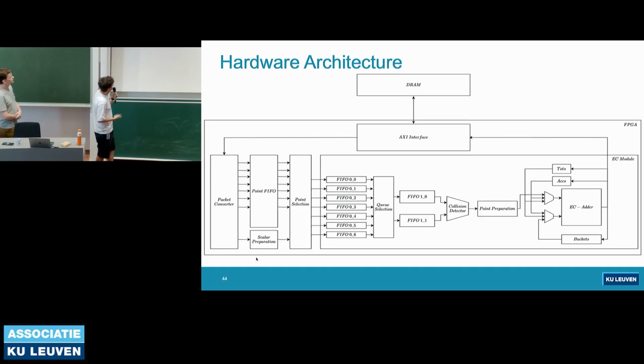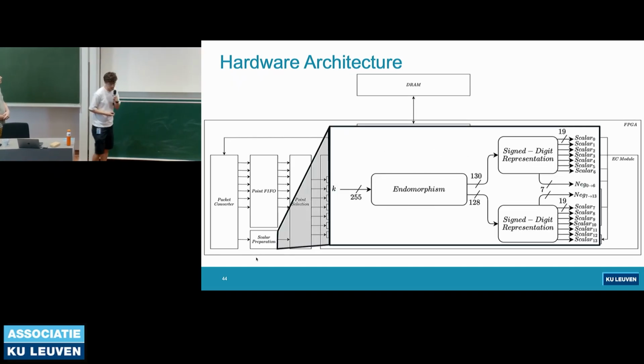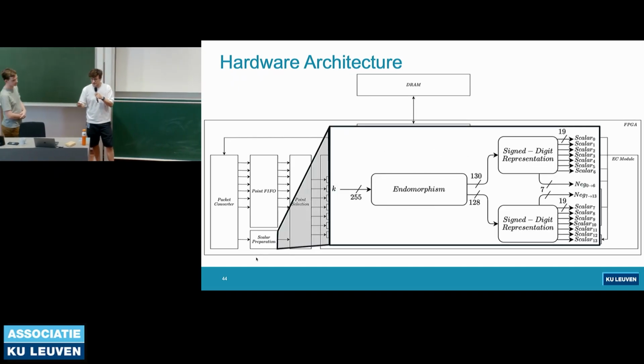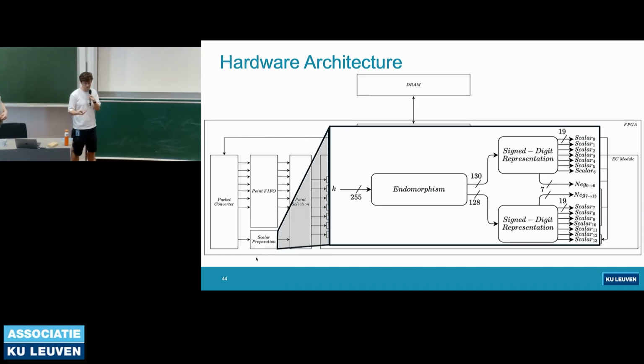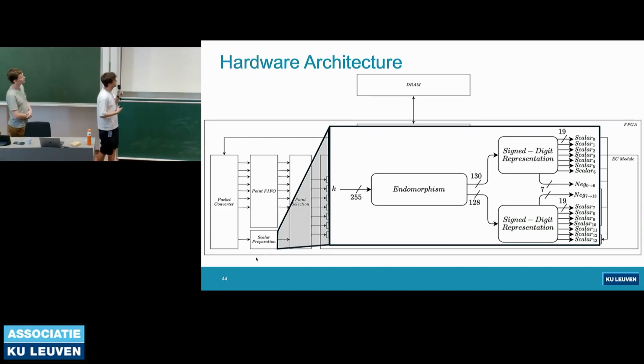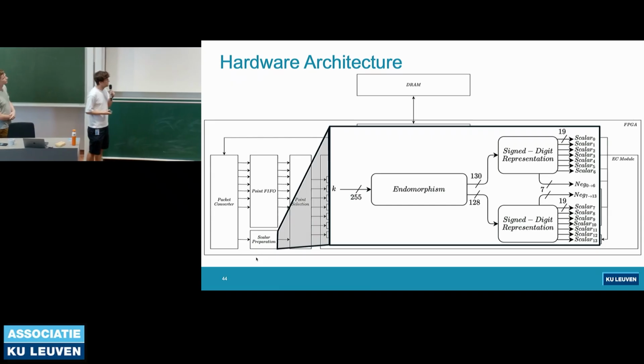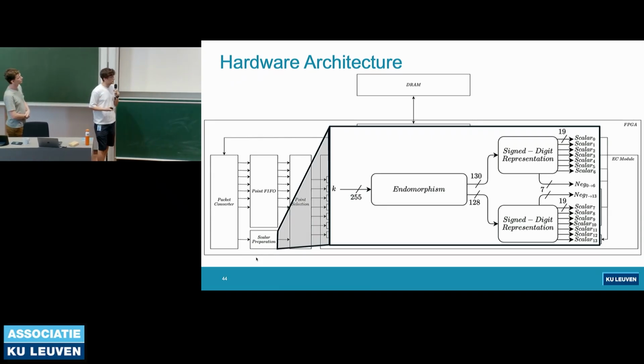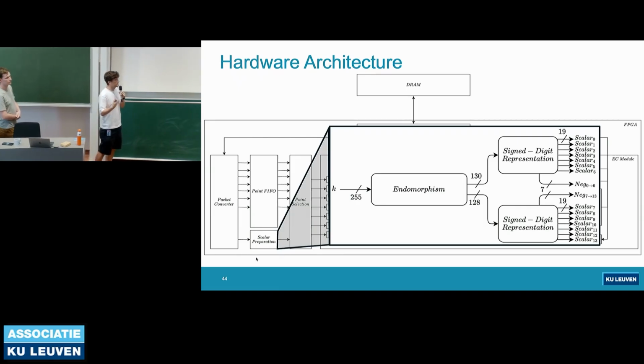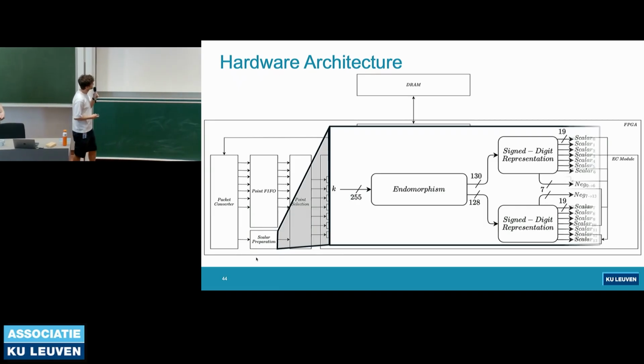So when the points are then stored, we can do the scalar preparation step, which will calculate from the bigger scalar the 2 smaller scalars, such that we can use the endomorphism property. And then we do the signed digit representation optimization to get 14 smaller scalars, where each smaller scalar also has a negative flag, indicating whether or not we have to take the negative of the elliptic curve point.